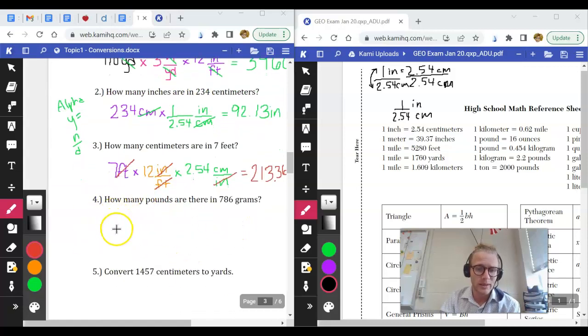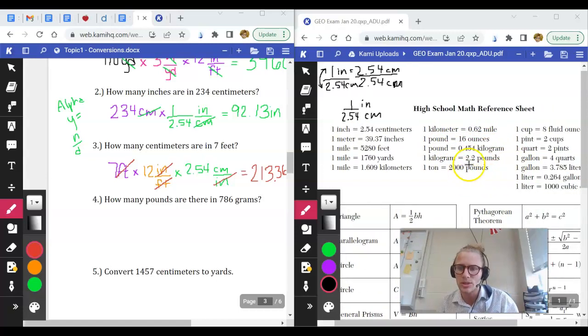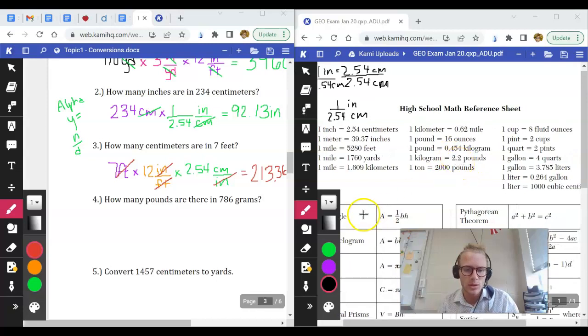Should be pretty easy. Same thing for pounds and grams. If we come over here, we can take a look at our conversions. So we have grams, and we want to know about pounds. Well, none of these say pounds and grams, so it looks like we're going to have to make our own conversion. So let's not freak out. Let's start with what we know. We know that there are 786 grams.